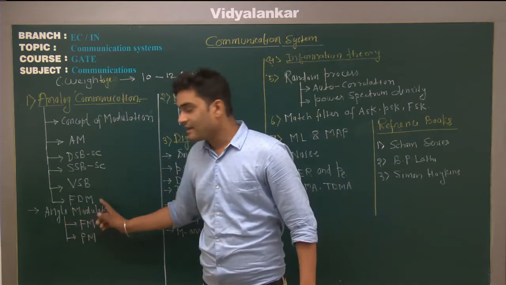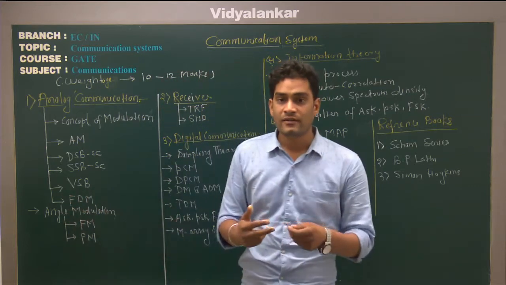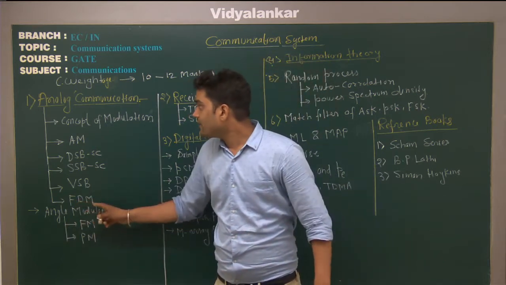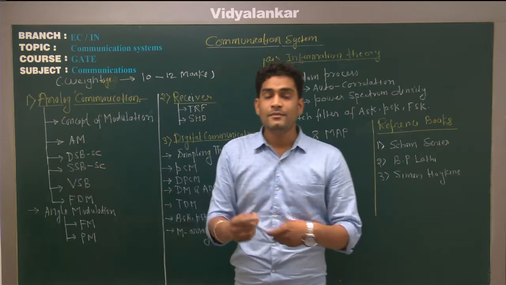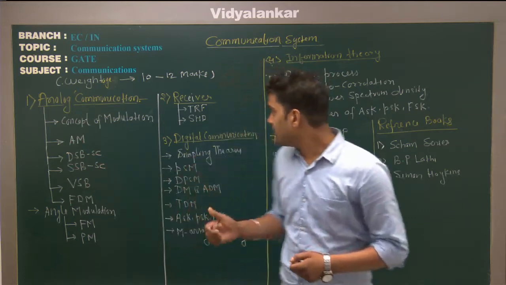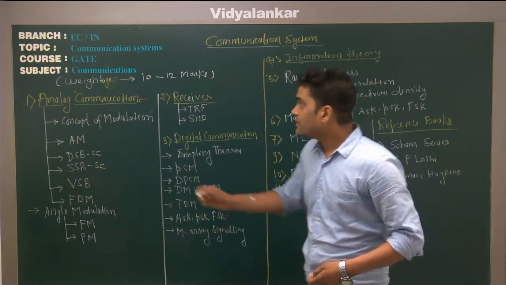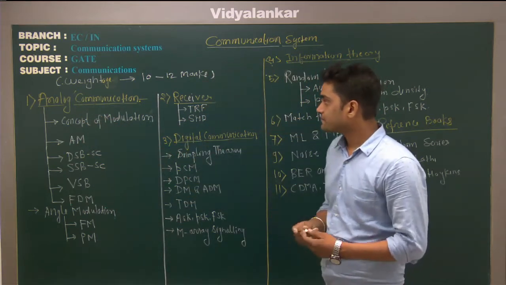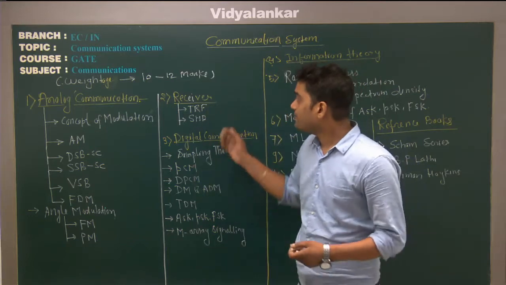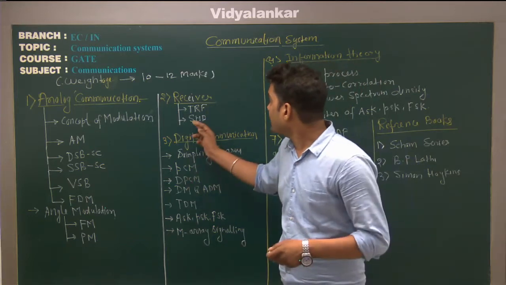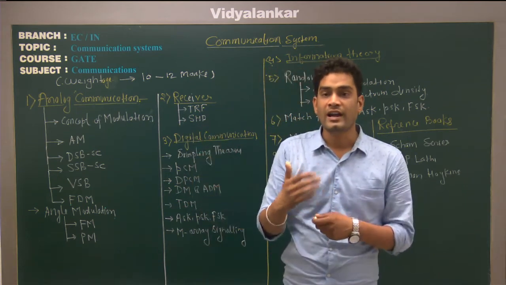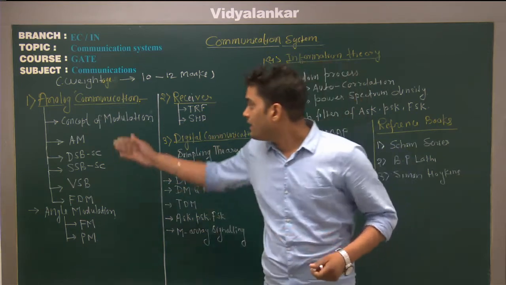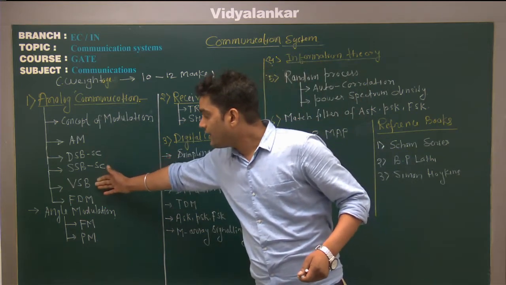These are types of multiplexing, and multiplexing can be of two types: time division multiplexing and frequency division multiplexing. FDM we study in analog communication, and TDM, time division multiplexing, we study in digital communication. So this is the first chapter of communication, and the second chapter is the receiver. Receivers can be of two types: TRF, tuned radio frequency receiver, and SHD, super heterodyne receiver. And we have to study TRF and SHD for AM, DSB, SSB, and VSB.